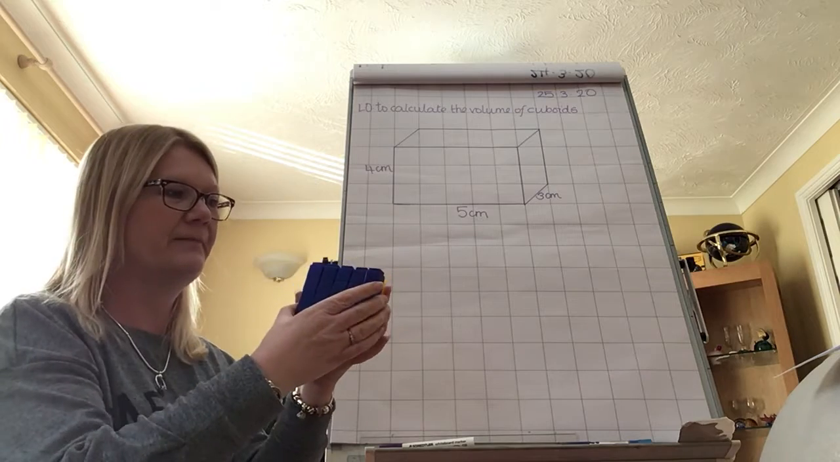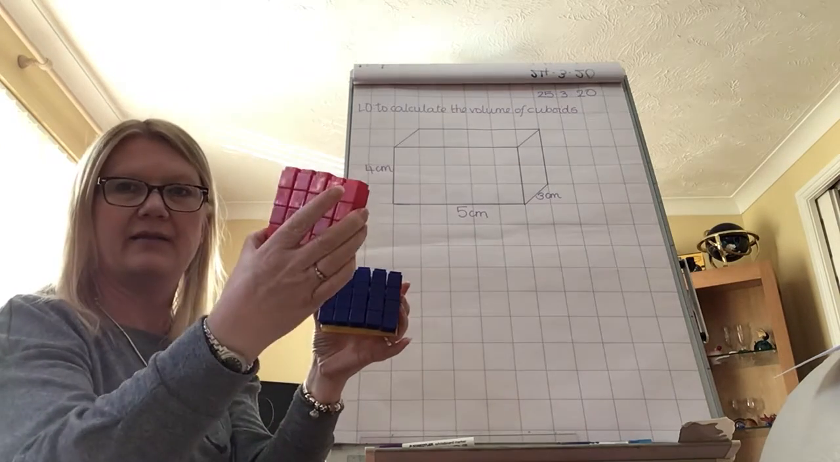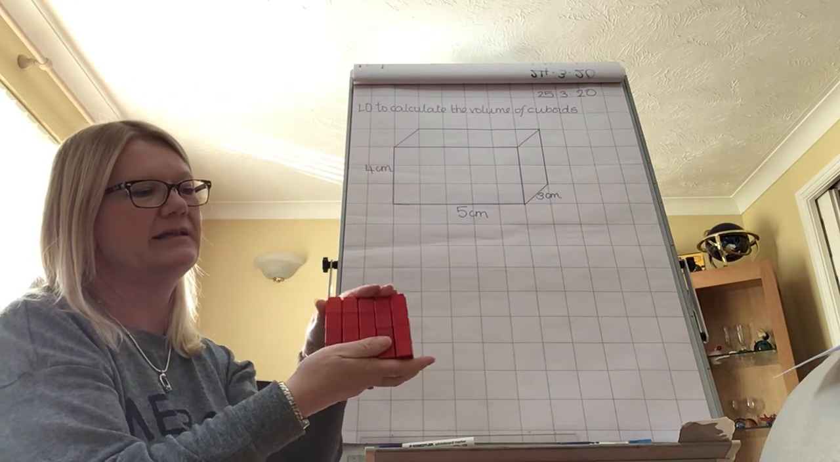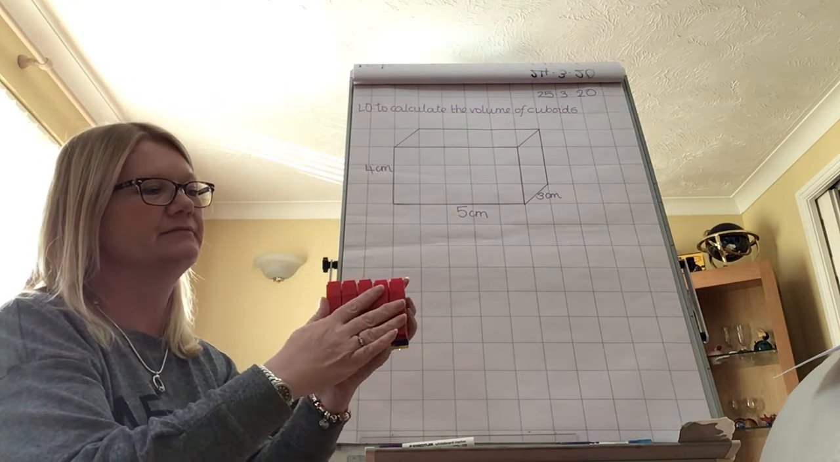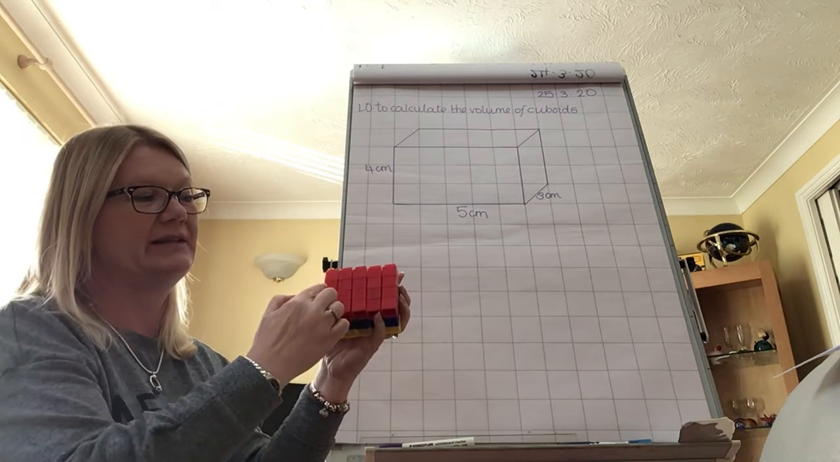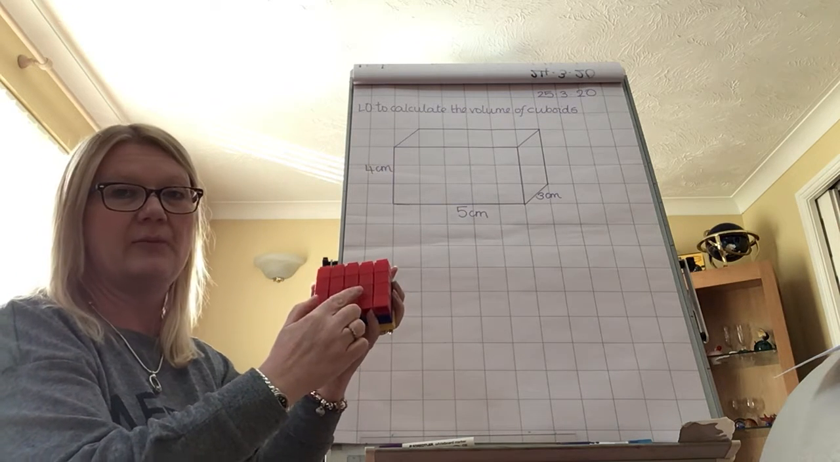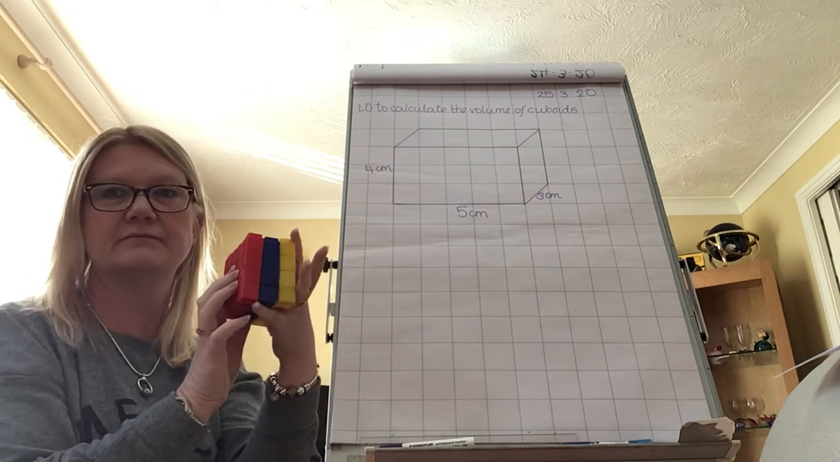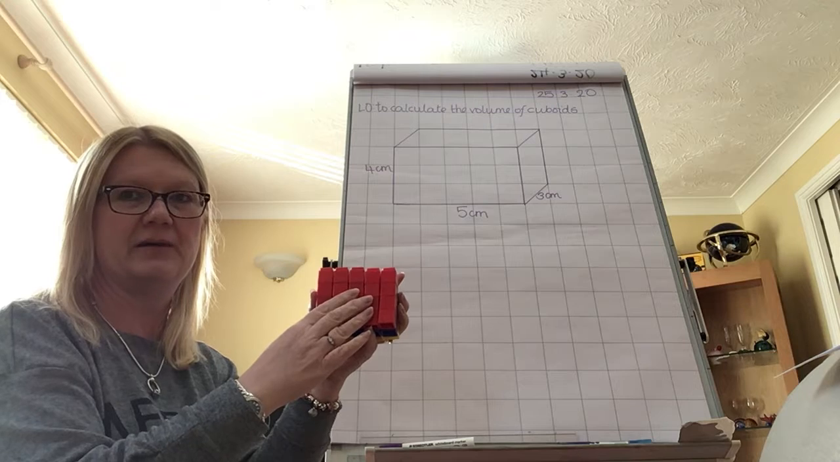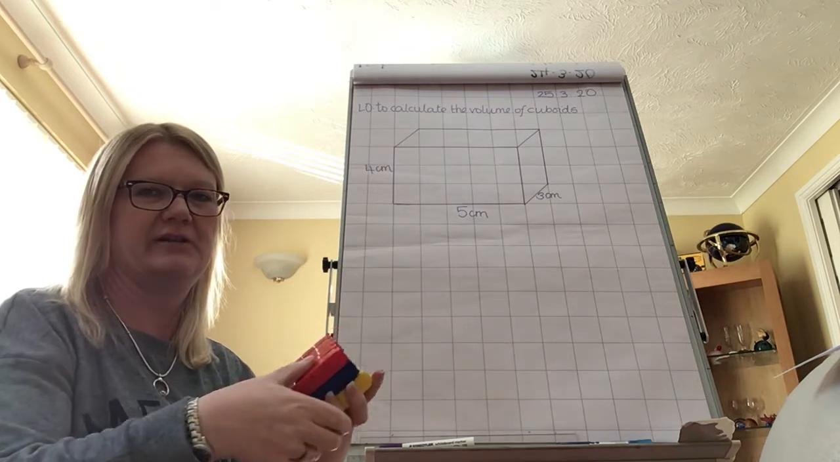So there's another one. And there's another one. So I have now made that cuboid. We know that each one of these is 20 cubes, and we know that we've got 3 of them to make the full 3-dimensional shape. So let's record that, shall we, for a second.